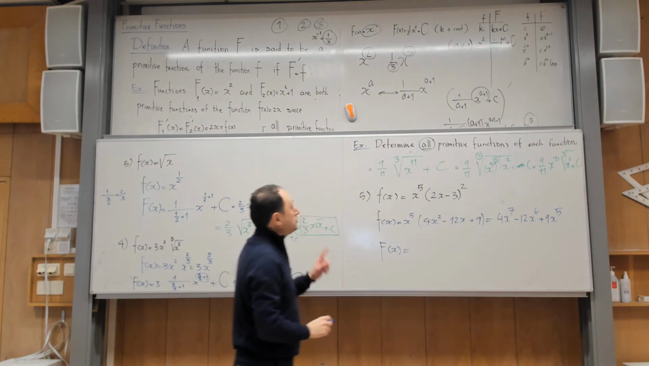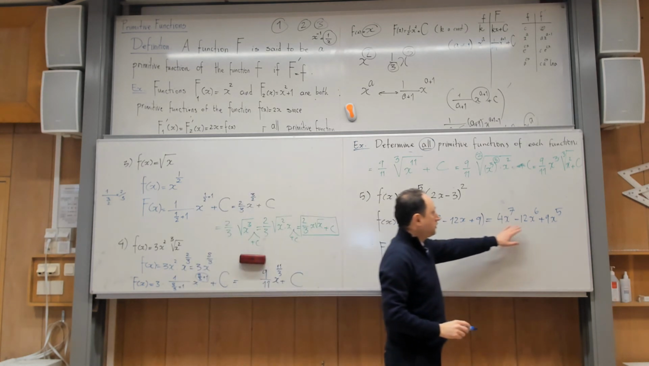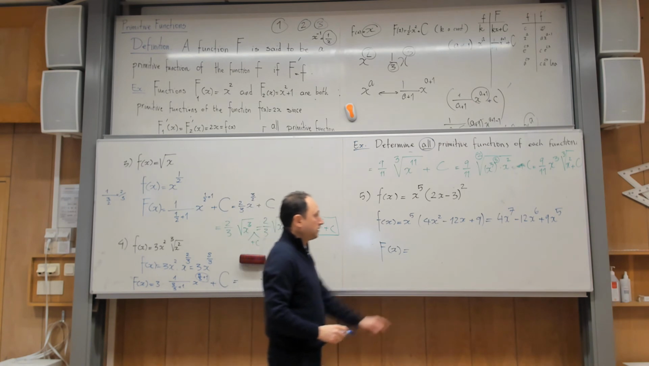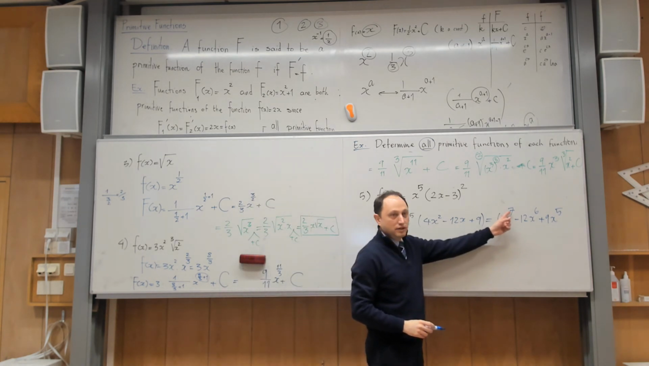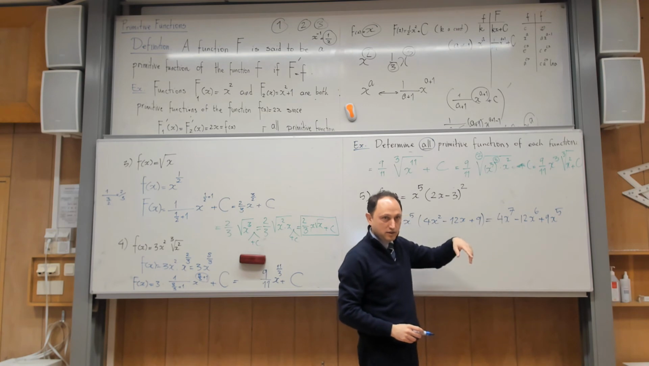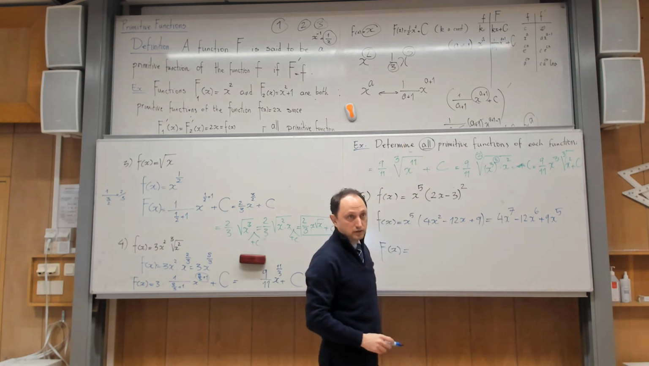So I have to use the first row 3 times. Once here, once there, and once there. So what can I do? Just do it in your head. What is x^7? x^8 divided by 8. Yes? 1 over 8, x to the power of 8. Yes or no?